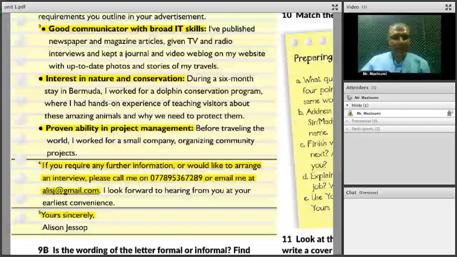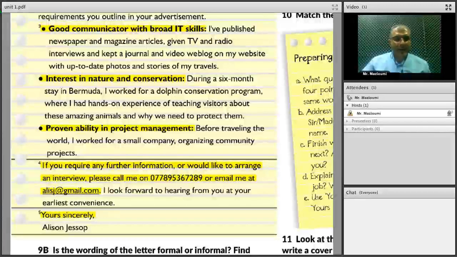Interest in nature and conservation. So the person loves nature and environment. He is a good conservationist. He's green. During a 6 month stay in Bermuda, I worked for a dolphin conservation program where I had hands-on experience of teaching visitors about these amazing animals and why we need to protect them.